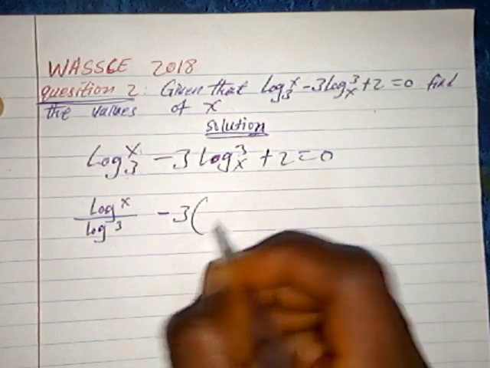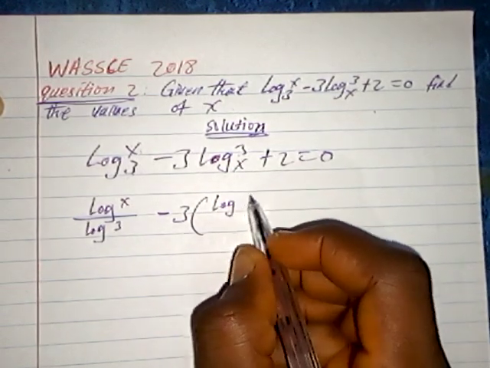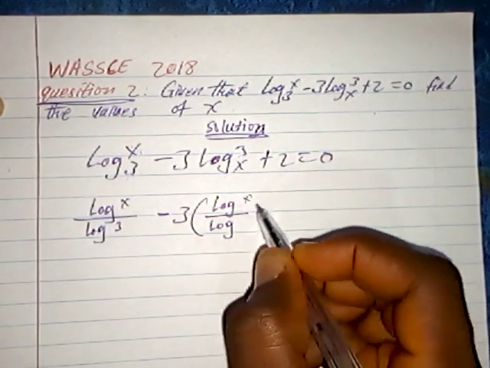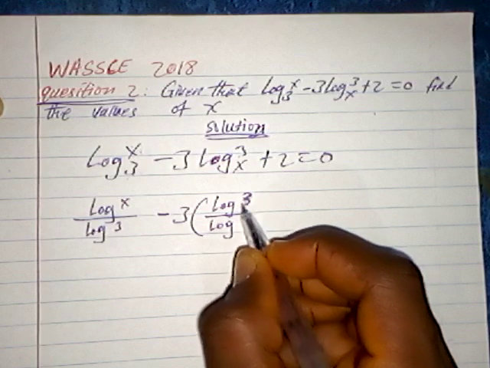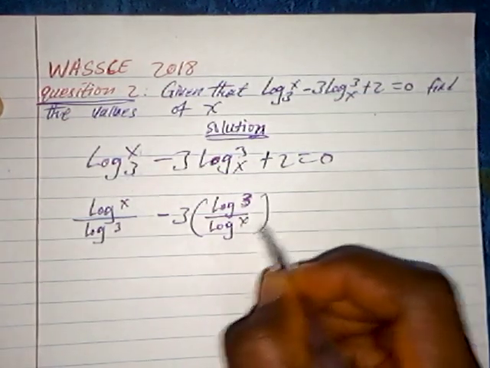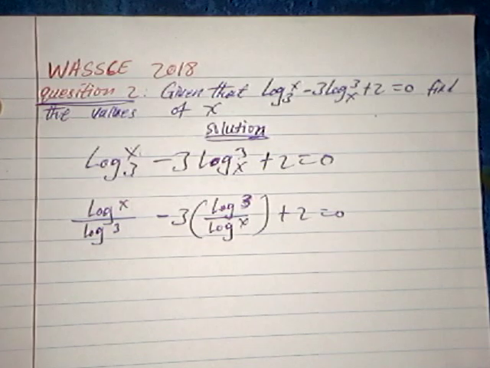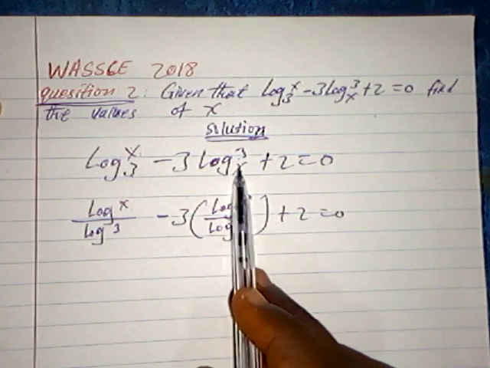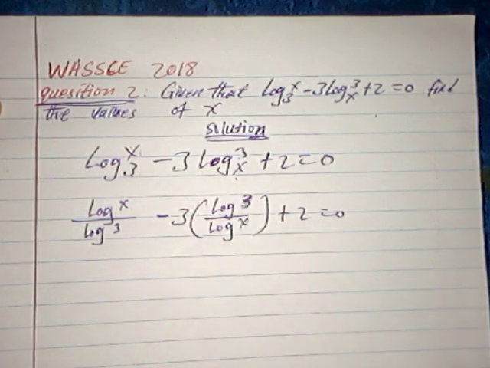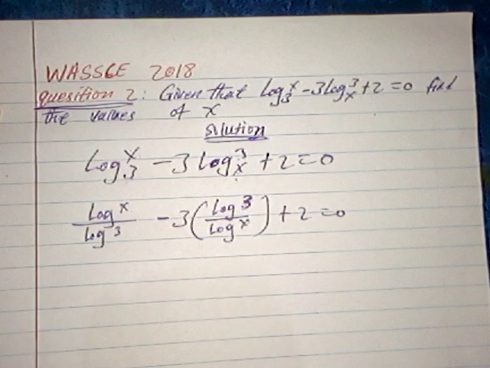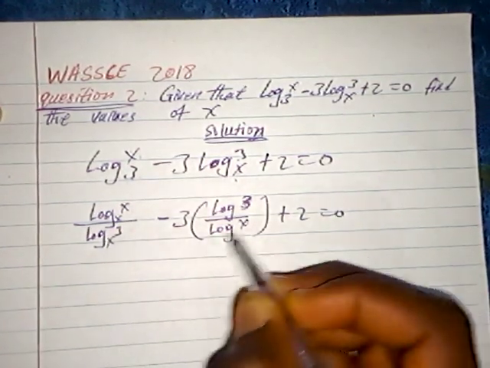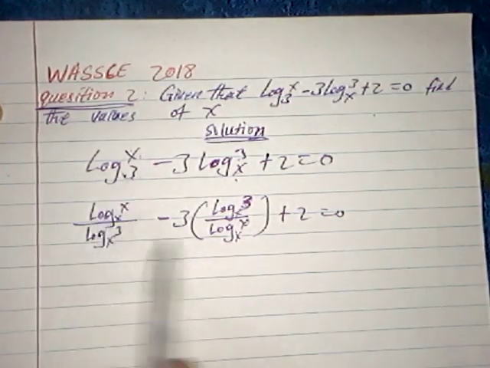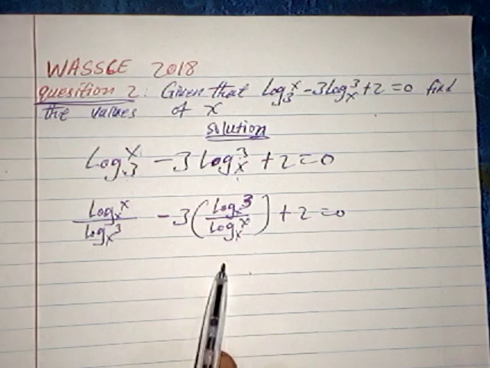Minus 3 into log, divided again by log, then log of 3 base x, plus 2 equals 0. What are we going to do? Let us take the second logarithm, its base, which is x. So let x be the general base for all the logarithms. So put base x, base x, base x, base x. Even if you take 3, you have the same answer, but let's choose x.